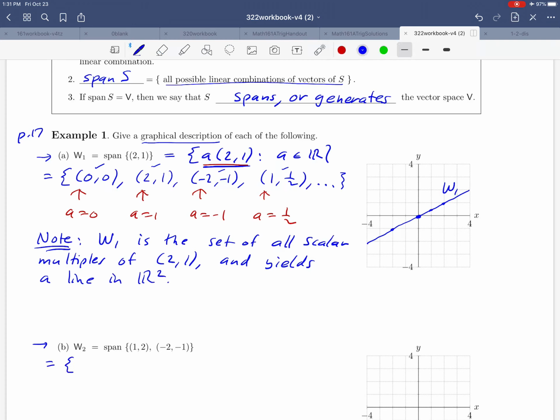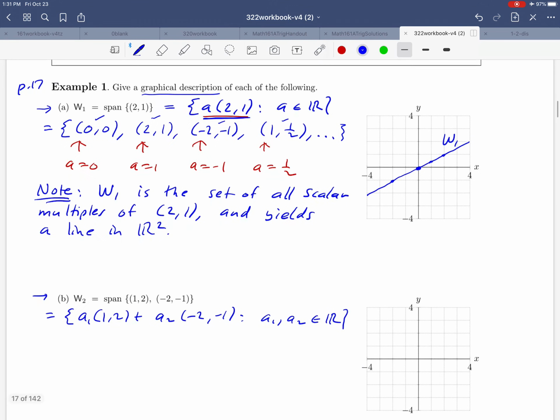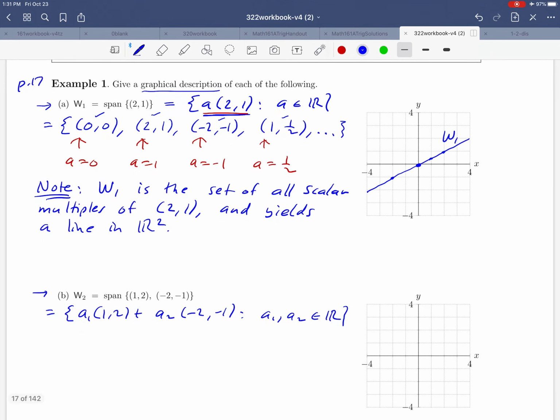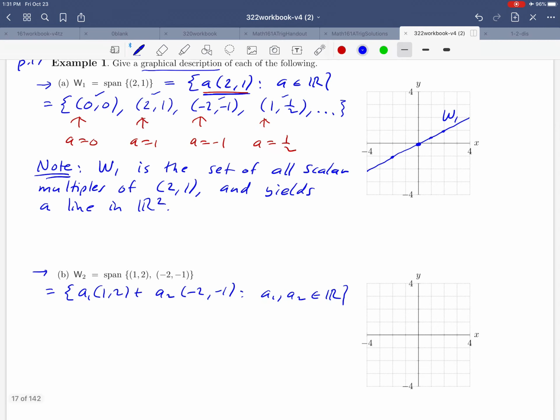Okay, the set of all linear combinations of those two vectors would look like a scalar times the first one plus a scalar times the second one. Okay, and then those two scalars, a1 and a2, can be any real number that we want. We can do the same thing that we did in the example above and just ask, what are some vectors that would live in this set that we just wrote down?